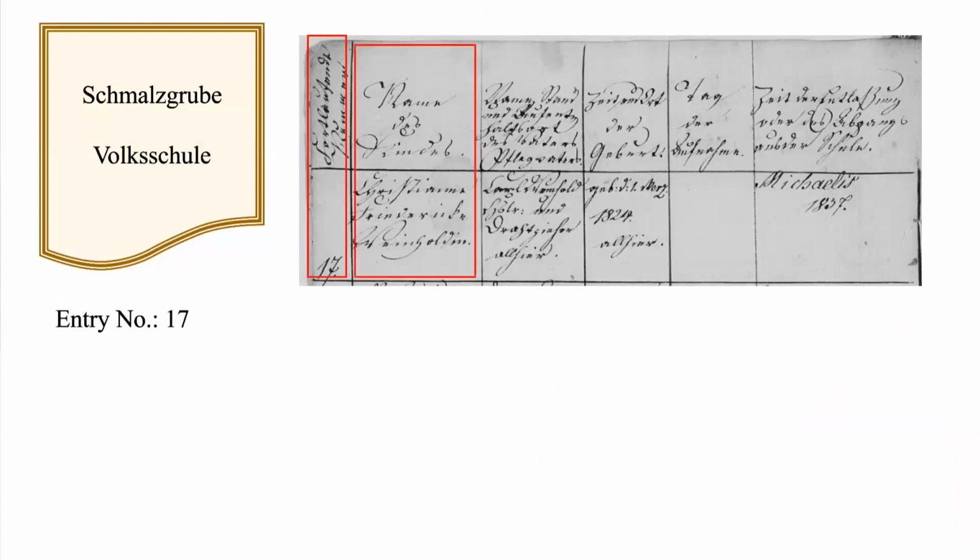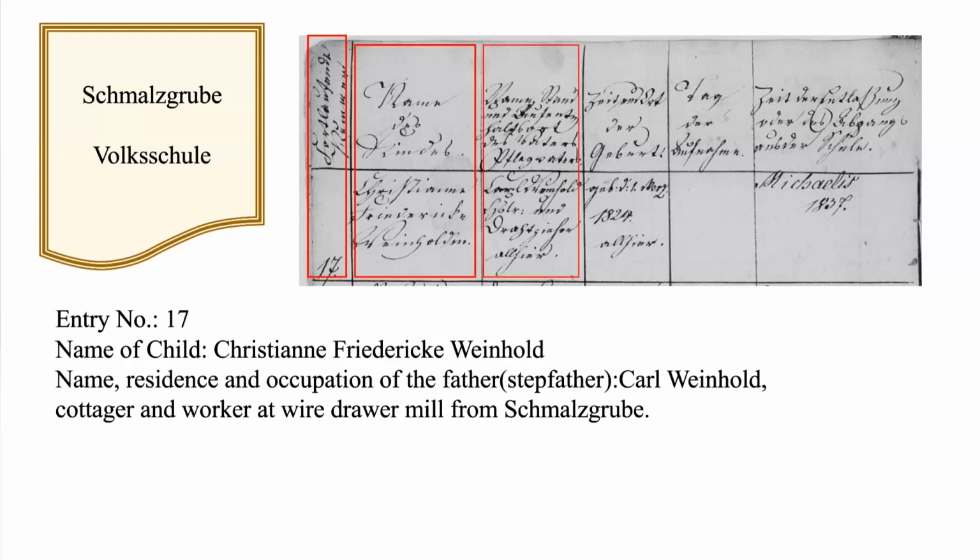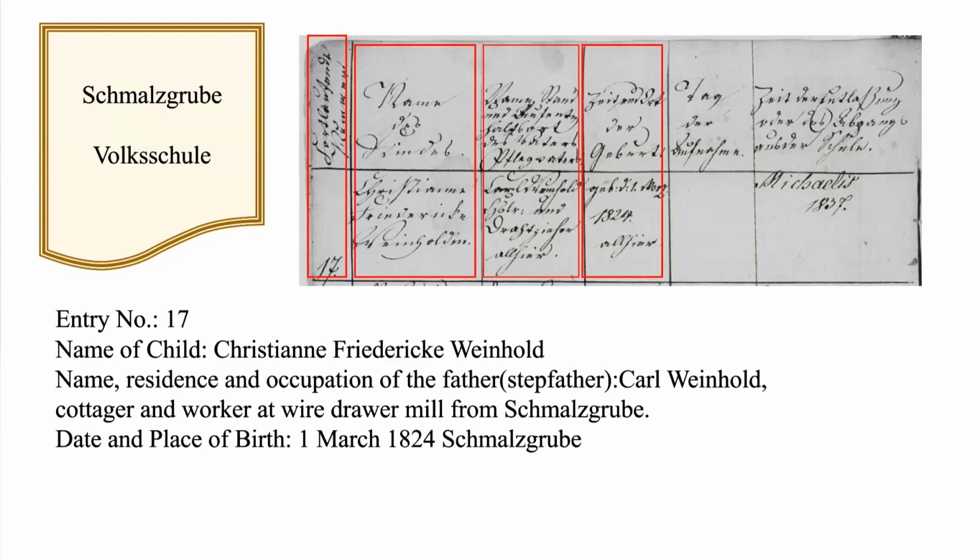The second column gives the name of the child as Christiana Frederica Weinhold. The third column gives the name, residence, and occupation of the father, but here it is a stepfather, Karl Weinhold, who is a cottager and worker at the wire drawer mill from Schmalzgrube. The fourth column is the child's date and place of birth, which was on 1 March 1824 in Schmalzgrube.